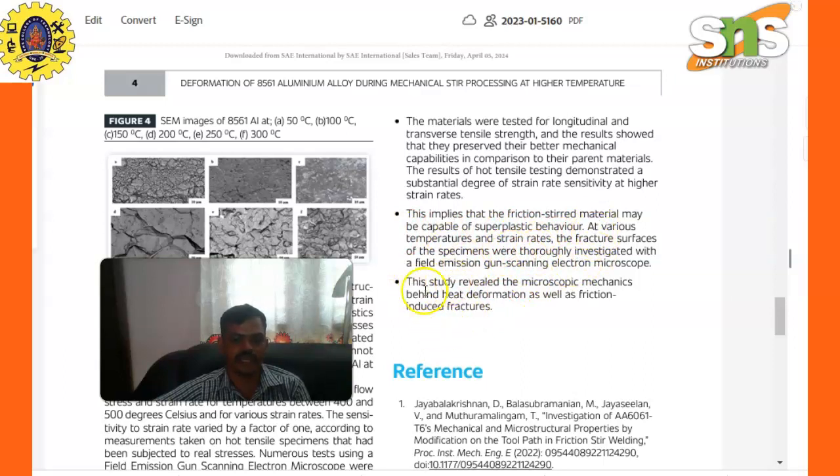This case study revealed the microscopic mechanics behind the heat deformation as well as friction included in the fixtures.